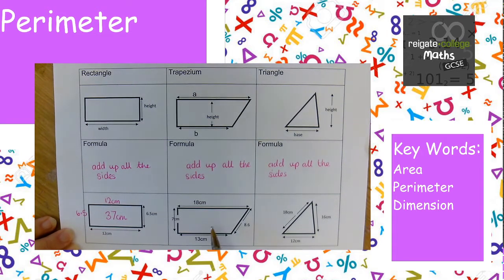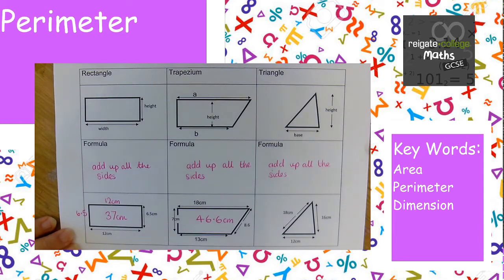You'll see the dimensions on the trapezium have changed slightly because I now need this diagonal side measurement as well. Now I've got the diagonal side measurement, I can add up 18, 8.6, 13 and 7, and that will give me a total perimeter of 46.6. You'll see neither of these are squared measurements because they're just the measurement of the line of each side.